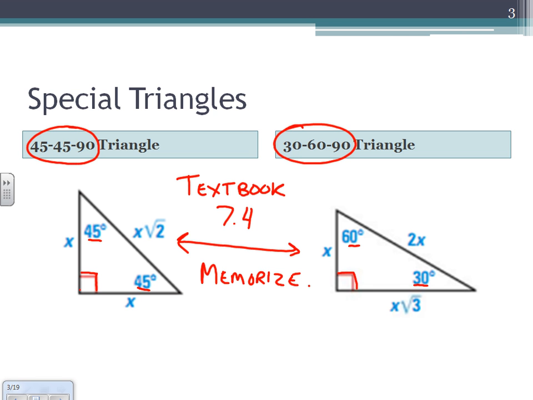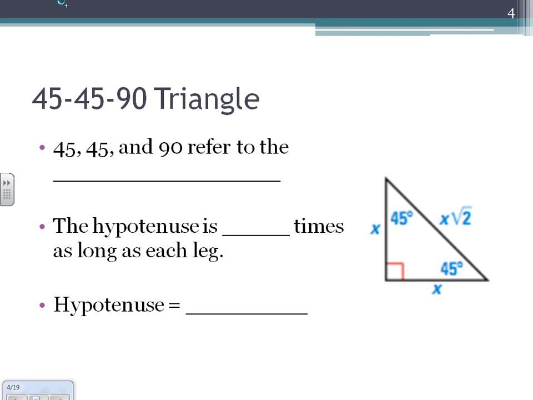Alright, if you're not finished, I'm sorry, but you can always look it up on the internet or in the textbook. Today we're going to talk about the 45, 45, 90. And as I discussed already a little bit, 45, 45, and 90 refer to what, Ernest? The degree or the angle measure? We talk about the degree or the angle measures. Okay?